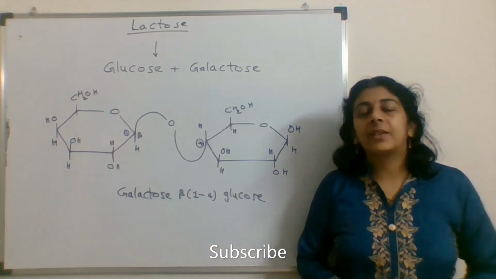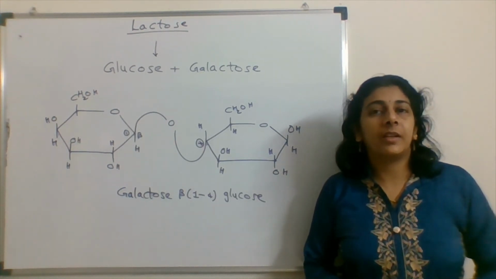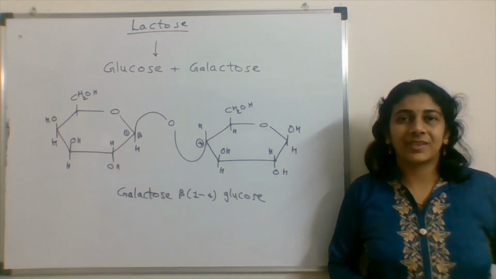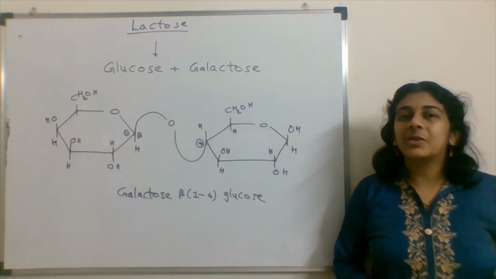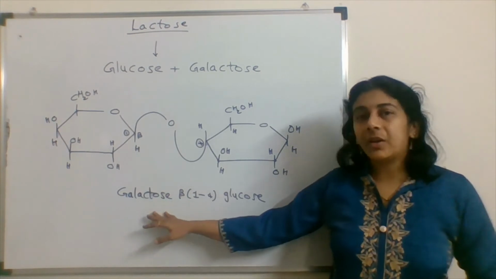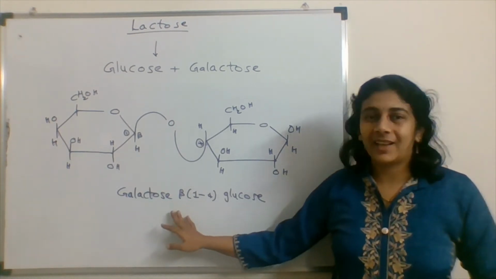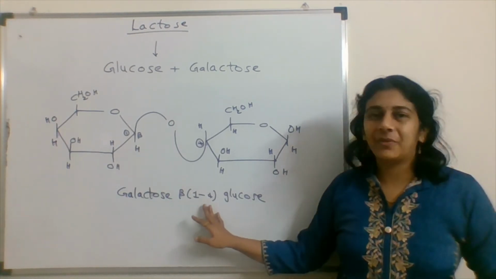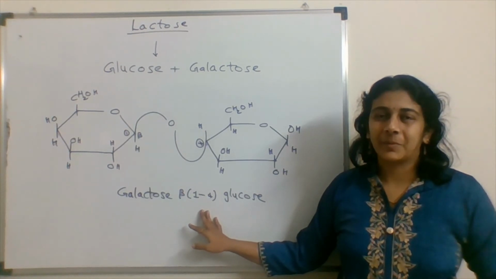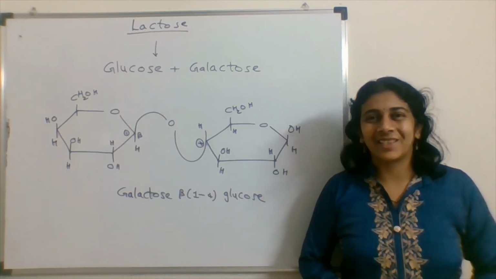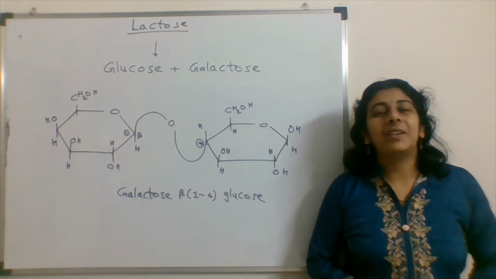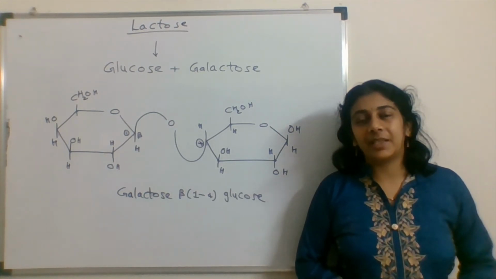The next is lactose. This is a sugar made up of glucose and galactose. This is a reducing sugar, and the bond in between glucose and galactose here is beta 1,4 glycosidic bond, which is asked in the question. This is the sugar found only in milk.